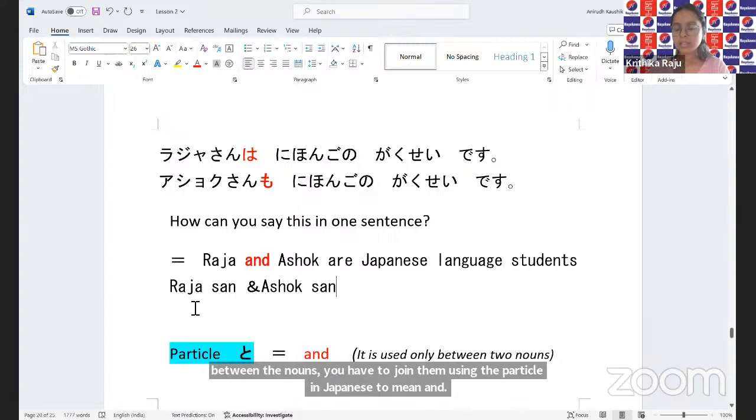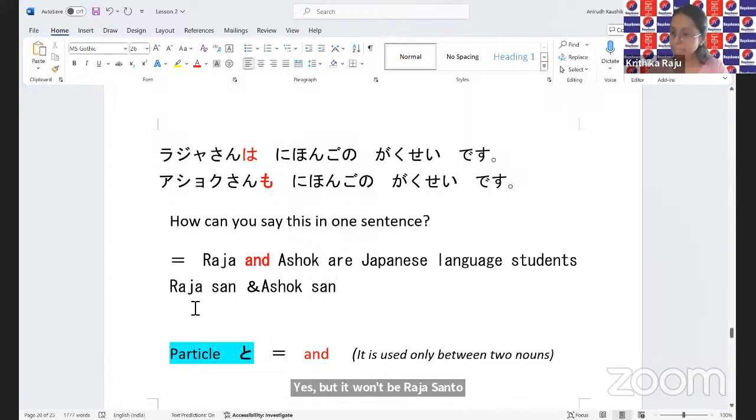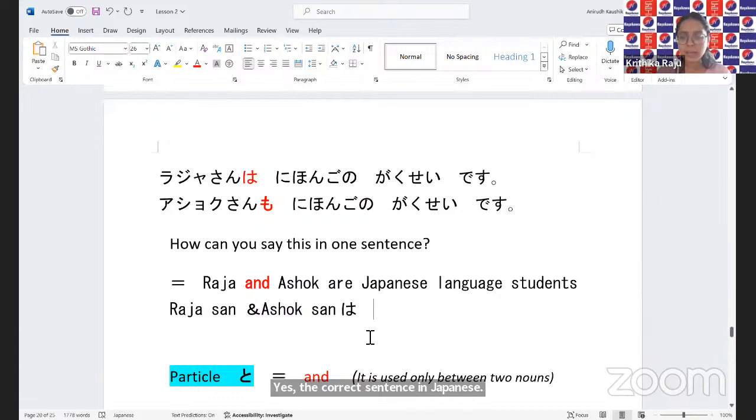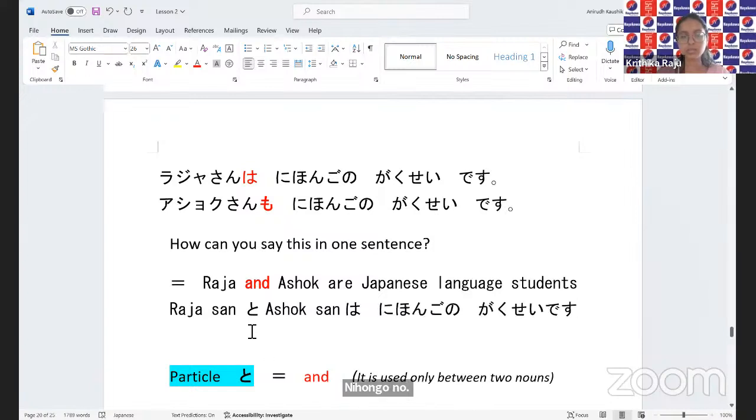But it won't be Raja-san to Ashok-san wa, correct? It will be Raja-san to Ashok-san wa. Could you repeat the sentence for me again, please? The correct sentence in Japanese is Raja-san to Ashok-san wa Nihongo no gakusei desu.